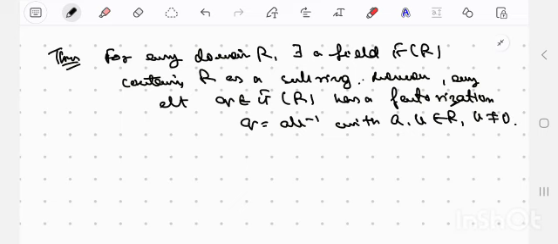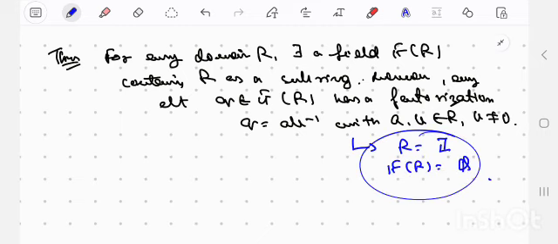Fine. The first thing you should observe here is that these are exactly the same properties. If I choose R to be Z, then F of R should be Q. And the proof is exactly how we construct rationals from integers. Okay, so how is the proof done?